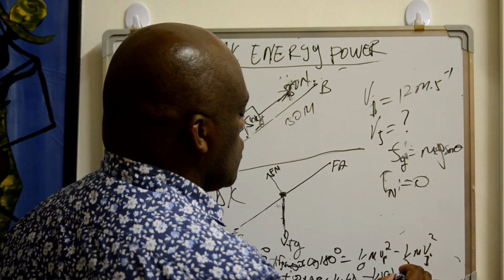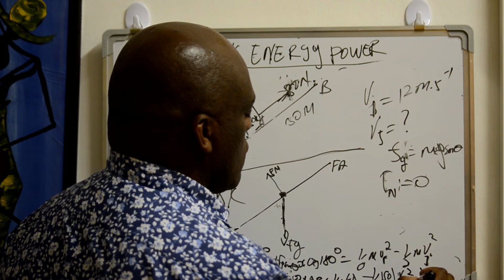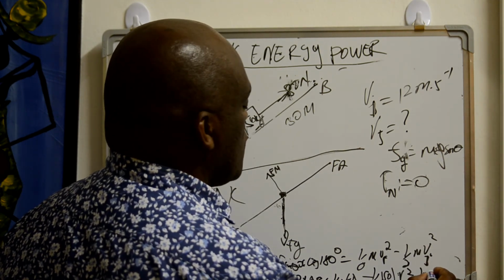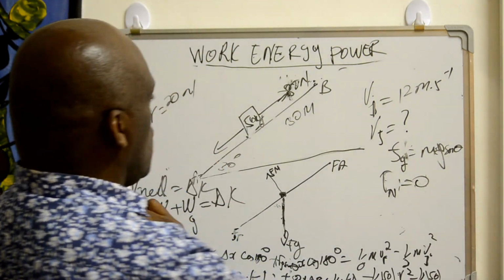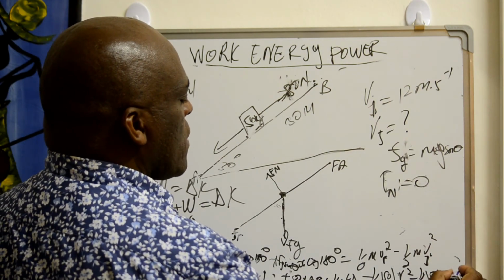Vf, that's what I want to know. Half, what is my mass? My mass is 50. Then what is my Vi? I told you that you move from 12 meters per second, so 12 times 12.